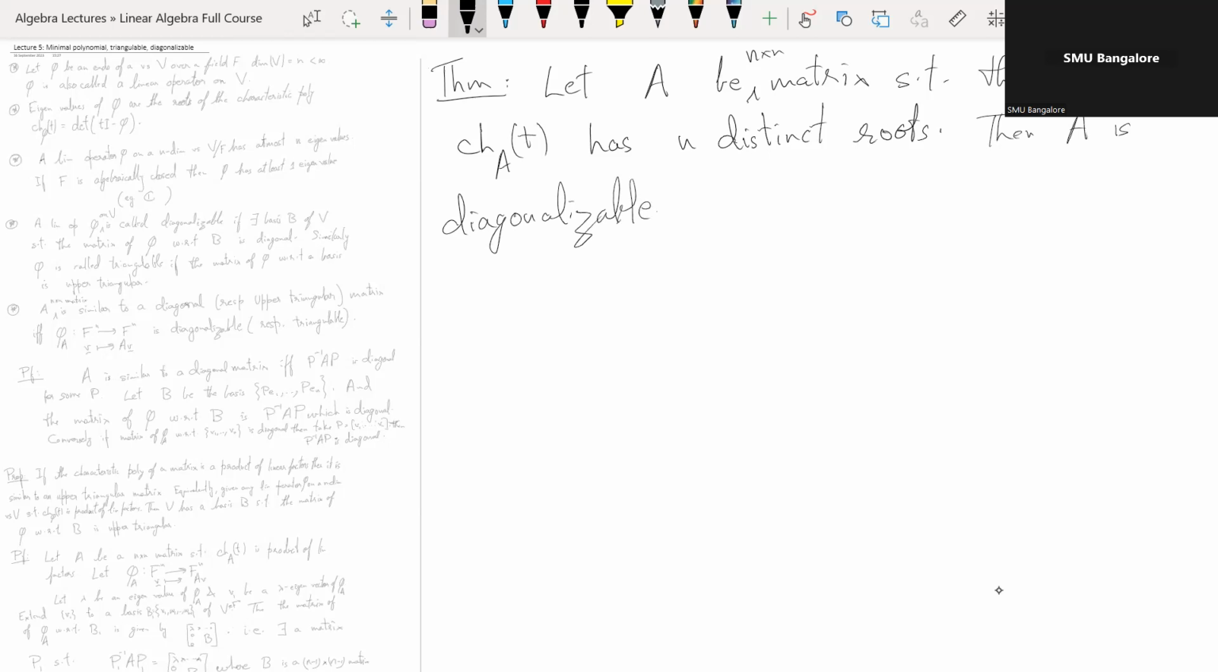And then you can make the same statement for a linear operator on a vector space V. If the characteristic polynomial has n distinct roots, where n is the dimension of the vector space V, then that linear operator is diagonalizable. So they are more or less the same statement, because of this proposition which we proved.